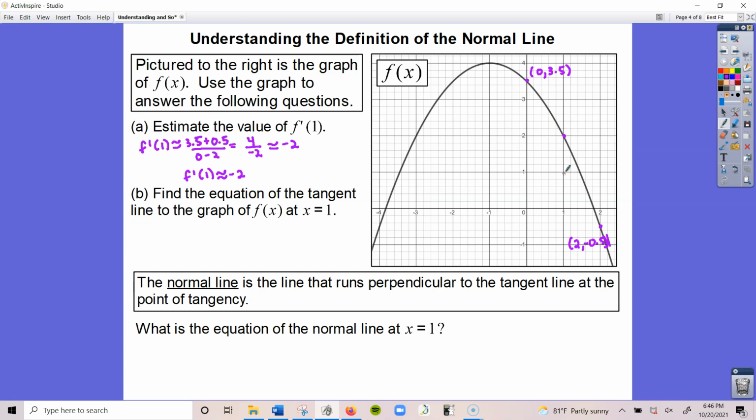so it makes sense. Next, we're going to find the equation of the tangent line to the graph of f of x at x is equal to 1. I have my slope, now I need my point of tangency, and that point is 1, 2. So I can use my point, f of 1 is equal to 2, and my derivative, f prime of 1 is equal to negative 2, to write my equation, which would be y minus 2 is equal to negative 2 times x minus 1.